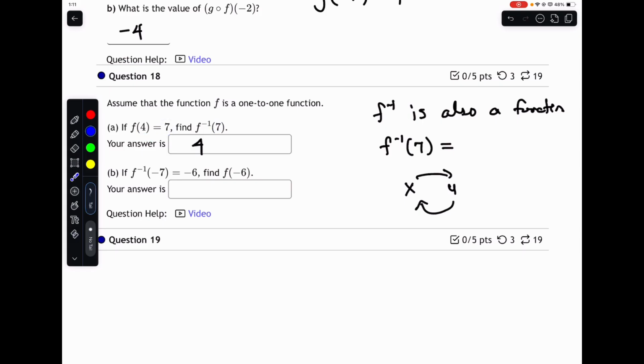So the same thing is going to be true with the second one. Assuming again that this is an inverse, f inverse of -7 gives you an output value of -6. So that means that the input value of -6 into f will give you the output value of -7.